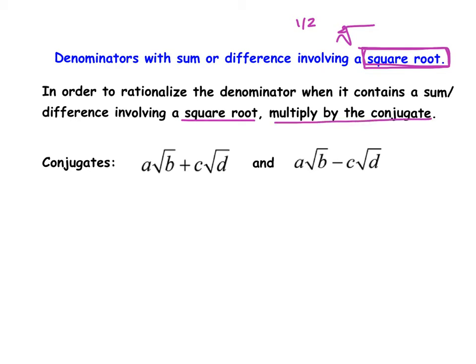Now the conjugate is a special relationship between two expressions where they contain the same first term, so here you see a times the square root of b, and the same second term, so here you see c times the square root of d, and the difference is that one has a plus sign in between and one has a minus sign in between. And you're going to see on the next slide that when we multiply by the conjugate, it will actually help us to strategically eliminate any square roots that might be in our denominator.